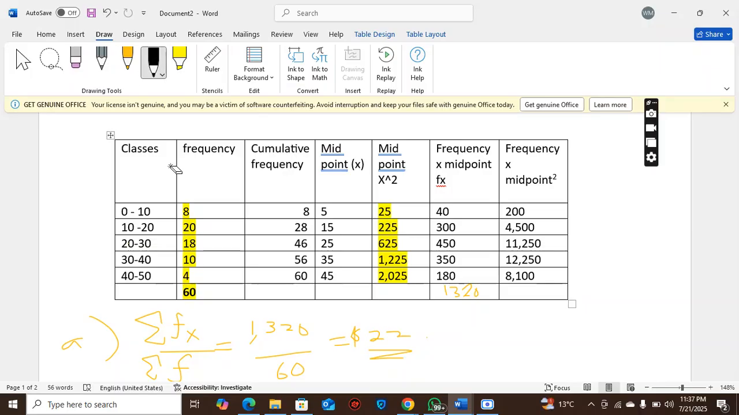So for the modal class, first look at the frequency. This is the highest. Wait, the highest frequency is 20, not 18. I thought this was 28. Sorry. Yes, it's this class here, 10 to 20. This is our modal class.